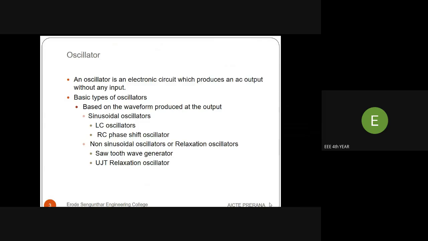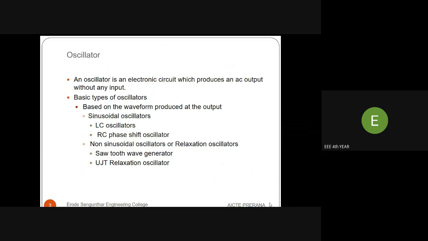An oscillator is an electronic circuit which produces an AC output without any input. In other words, an oscillator is an amplifier which uses positive feedback and it generates an output waveform at the desired frequency without any external input signal.